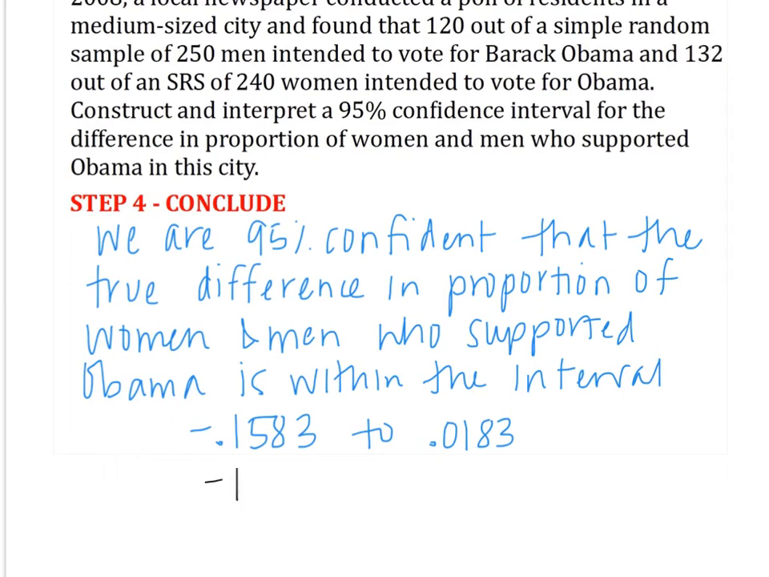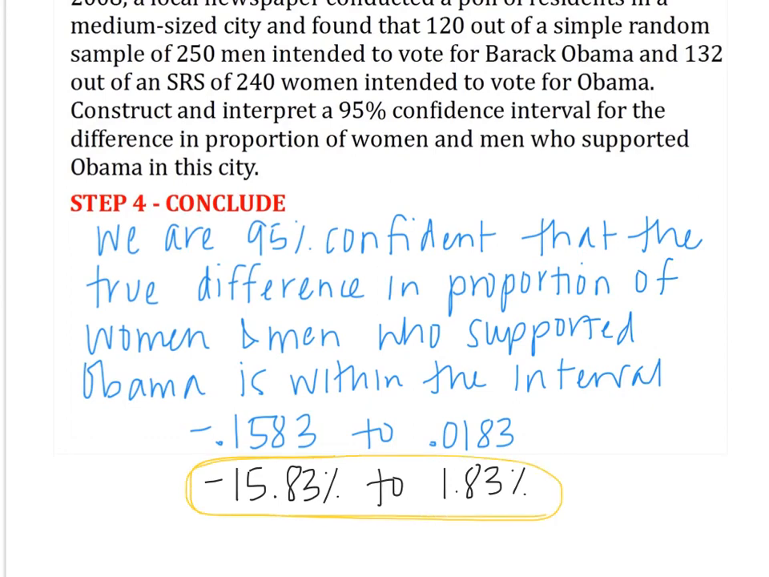would be negative 15.83% to 1.83%. So there's between a negative 15% to about 2% difference in people who supported Obama, doing the men minus the women. Since there were fewer men who supported him with the raw numbers, the 120 out of 250, it's going to be negative. It's okay to have a negative interval because you're going from a difference that's negative to a difference that's positive. So this is my conclusion.